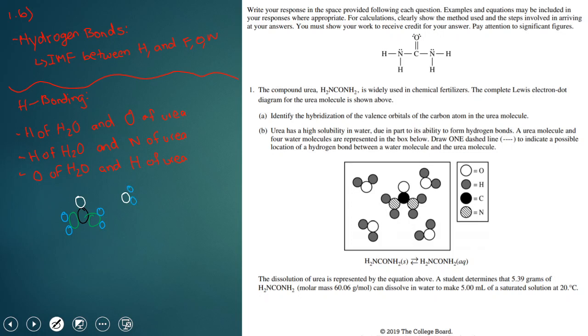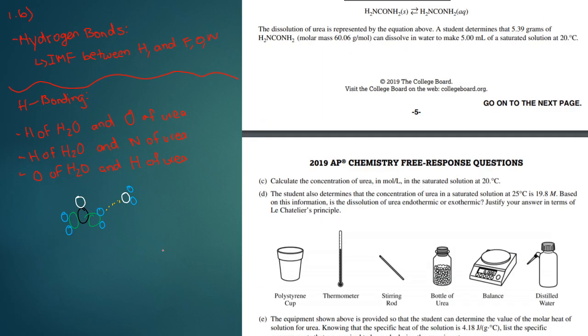And so our hydrogen bond could be shown as such, that orange line. Any one of the above possibilities would be considered correct because you just had to draw one dashed line. Okay, so moving on to question number C.